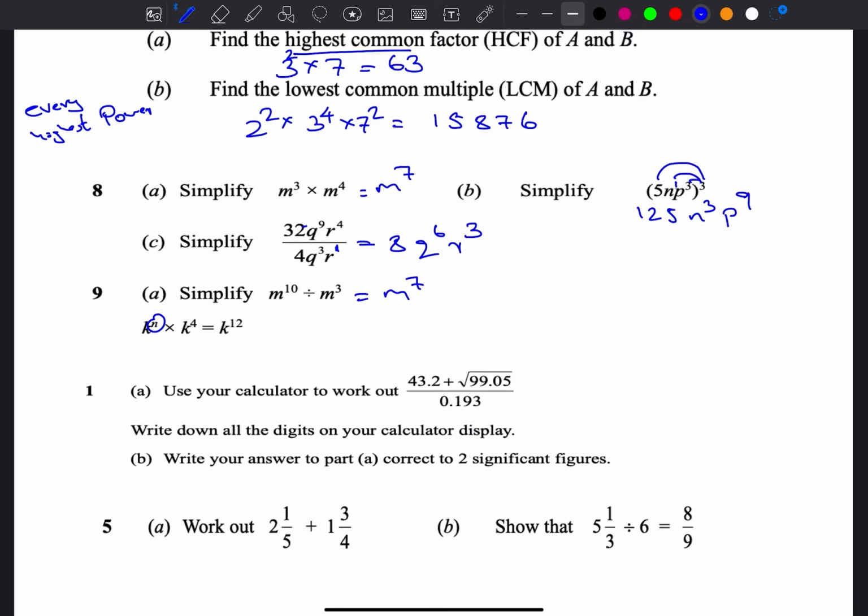4 times what number is 12? N is 8, because when you multiply, you add powers, right?